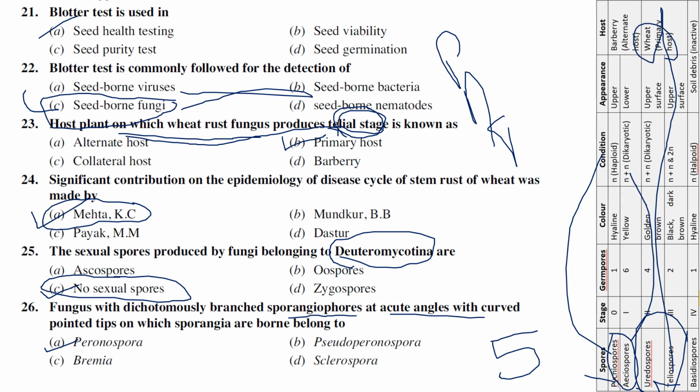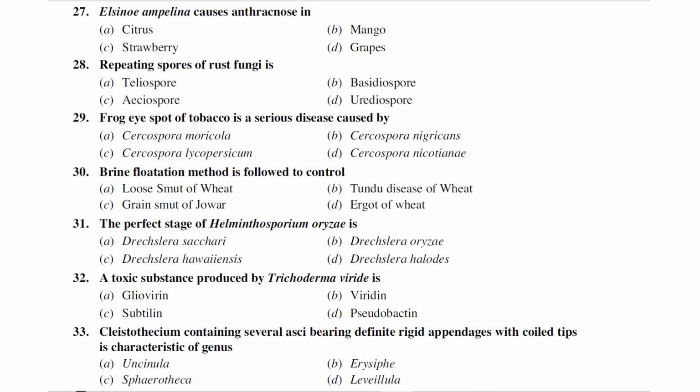Peronospora produces simply acute angle with the pointed tips. Next one: Elsinoe ampelina causes anthracnose in which crop? Citrus, mango, strawberry, grapes. Grapes. Generally, Elsinoe ampelina causes grape anthracnose, otherwise known as bird's eye spot of grapes.